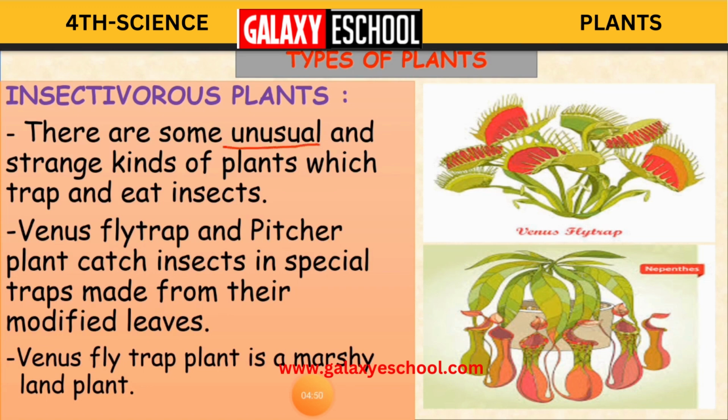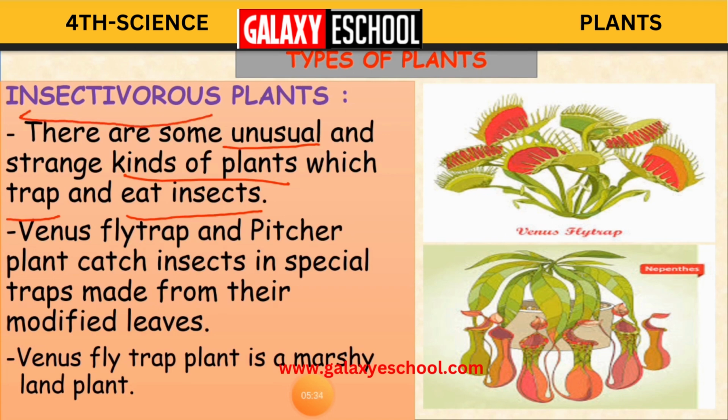Normally, plants, what they take as food, children? As I said before, they take air, they take water, and they take sunlight to prepare their food. But here, these insectivorous plants are unusual. They are not usual like the remaining plants. They are a strange kind of plants which trap and eat insects. They are going to trap, catch and eat insects as their food. That is why we call them insectivorous plants.